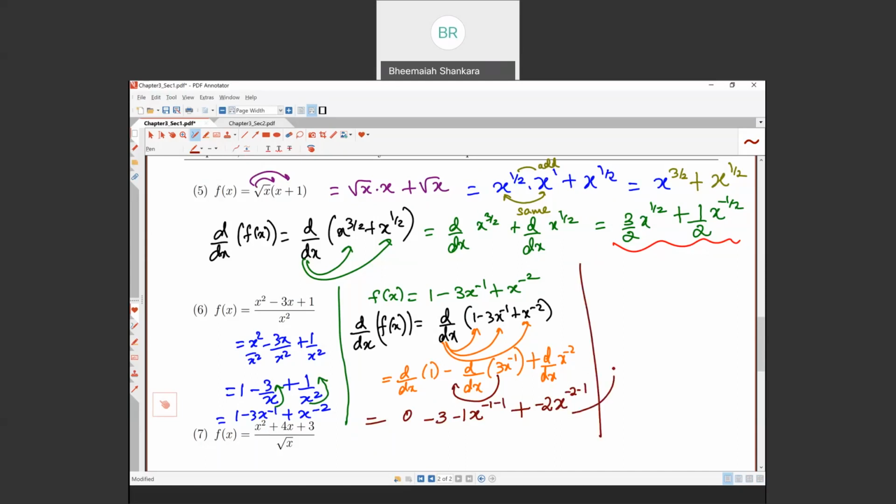Let's simplify this a little bit. So this is positive 3, since negative 3 times negative 1 is positive 3, x to the negative 2, minus 2x to the negative 3. You can rewrite this as 3 over x squared, minus 2 over x cubed.